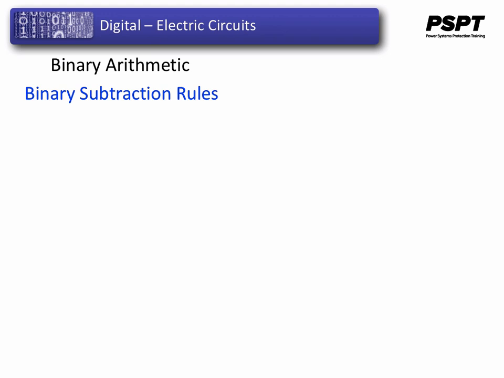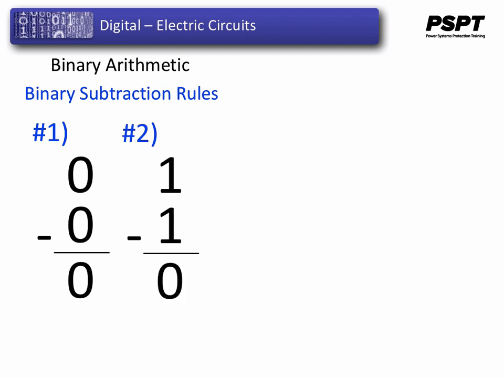Let's move on to binary subtraction. There are 4 subtraction combinations possible when dealing with 2 single binary digits. Rules number 1, 2, and 3 are straightforward and are the same as if you were dealing with 2 decimal numbers. Rule number 1, 0 minus 0 is 0. Rule number 2, 1 minus 1 is 0. And rule number 3, 1 minus 0 is 1.